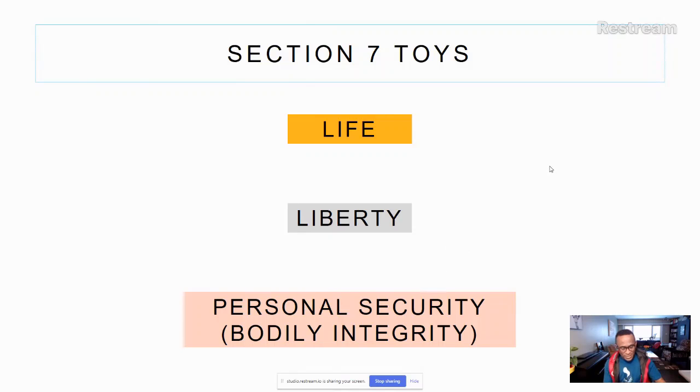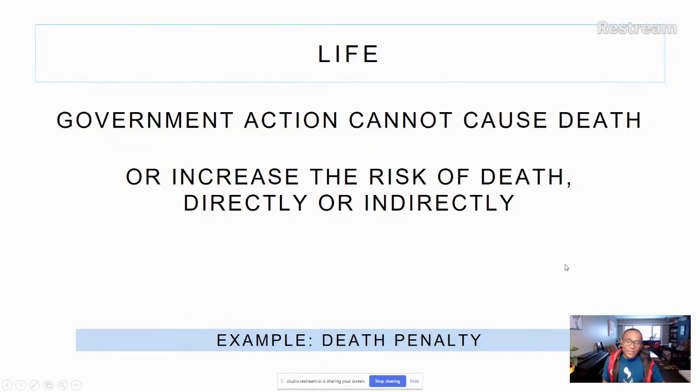All right. Starting with life. So your right to life is protected under Section 7. What this means essentially is that the government or government action cannot cause you death or increase the risk of you dying, whether directly or indirectly. An obvious example is the death penalty. The death penalty takes your life. And so a government that enacts the death penalty will be in violation of your right to life.